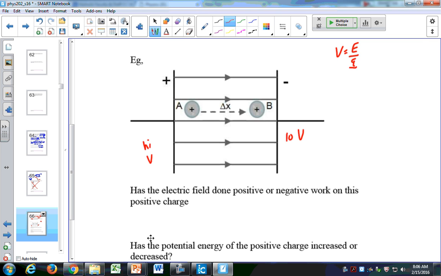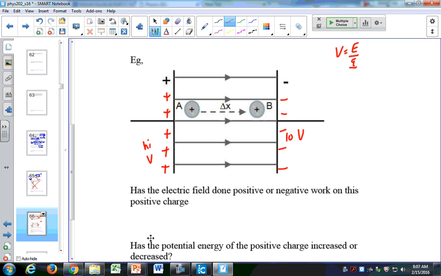This is a capacitor, which we'll get to in the second part of this chapter. But right now, we're just imagining them as two separate plates with positive charges on this side and negative charges on this side. High potential on the left, low potential on the right.